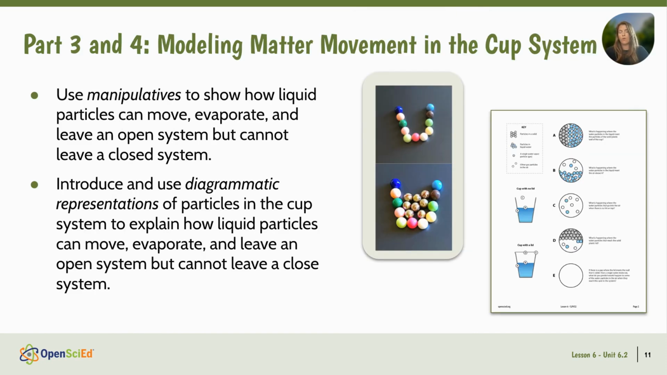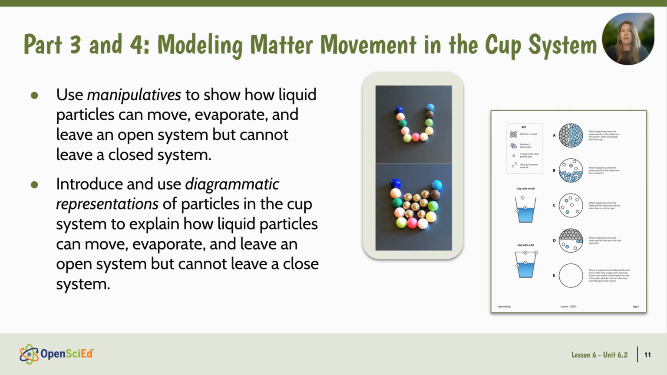In part 3 and 4, we model the matter movement in the cup system. Groups use magnetic and non-magnetic marbles on a metal sheet pan to show how particles of liquids can move, evaporate, and leave an open system, but cannot leave a closed system. That's the picture on the left.